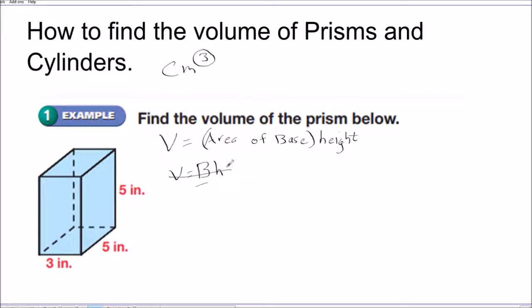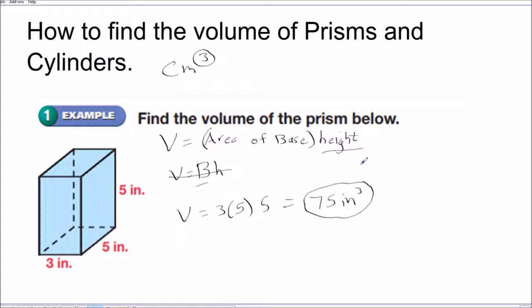Okay, so we say area of the base. First, we're going to look at our prism. Where's the base? It's right down here. Its area would be 3 times 5. So for volume, I'm going to have 3 times 5, and then we multiply by the height of the figure, or of the solid. So there you go, 5. And so now we have 3 times 5 times 5. So we get 75 inches cubed. Okay, that's our first example.